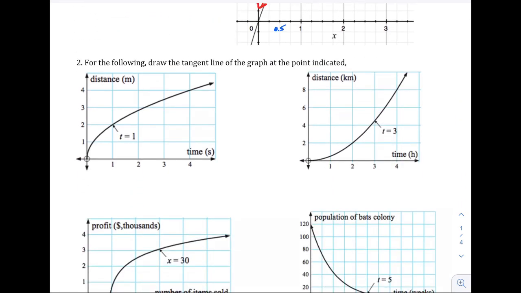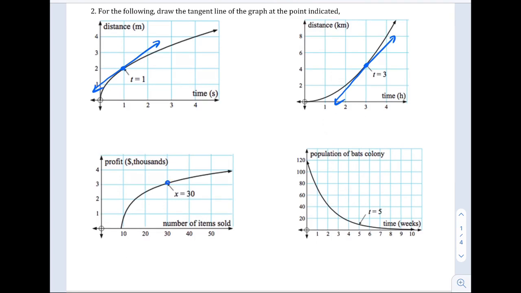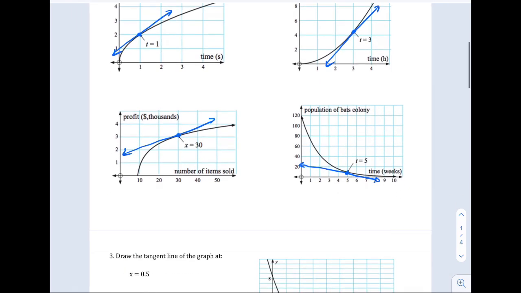For the following, draw a tangent line to the graph at the point indicated. So same idea, like so, at 3. At 3.0, it's very similar to the ones that were in the notes for this. And at 5. So one thing that we've got to pay attention to is the first 3 were positive because they're going up from left to right, and the fourth one is decreasing because it's falling from left to right.